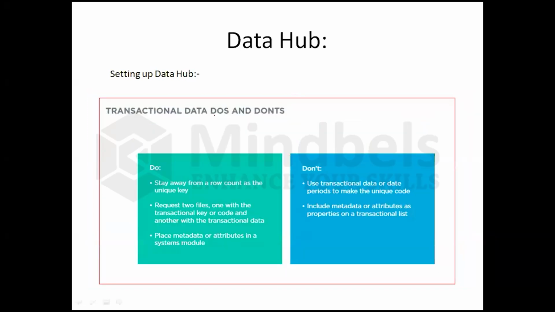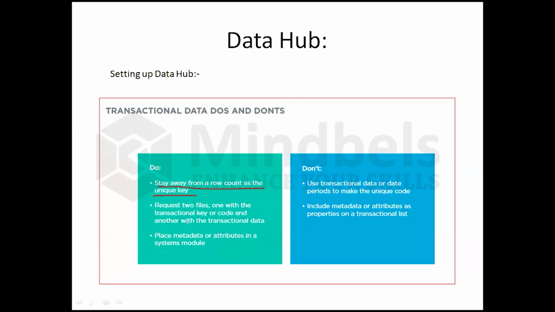Now, transactional data do's and don'ts they are saying. In transactional data, stay away from a row count as the unique key. It means whenever you are creating any list, just don't use row count as a unique key. Request two files, one with the transactional key or code and another with the transactional data.